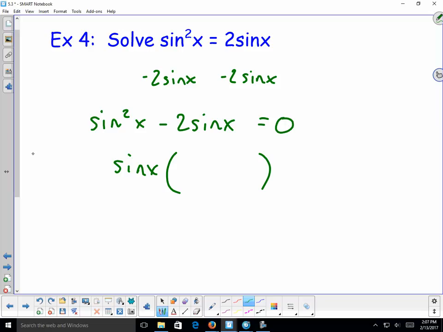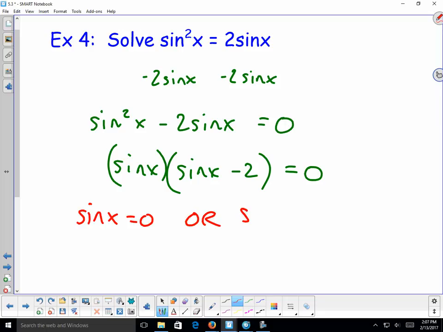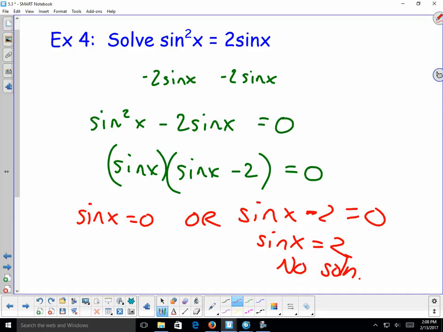Sine x minus 2. So I get sine x minus 2. Remember, now I've got 2 things being multiplied together to give me 0, so one of them has to be 0. Either sine x equals 0 or sine x minus 2 equals 0. Well, this one over here, we already know what happens when we add 2 to both sides. We get sine x equals 2, and we say, hey, no solution. I'm abbreviating. Right? But what about this one?